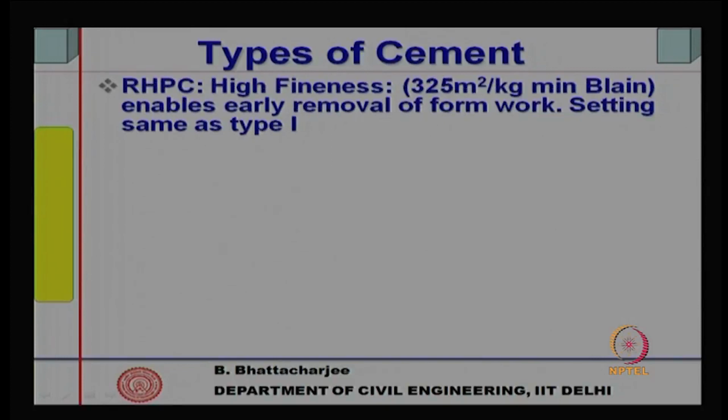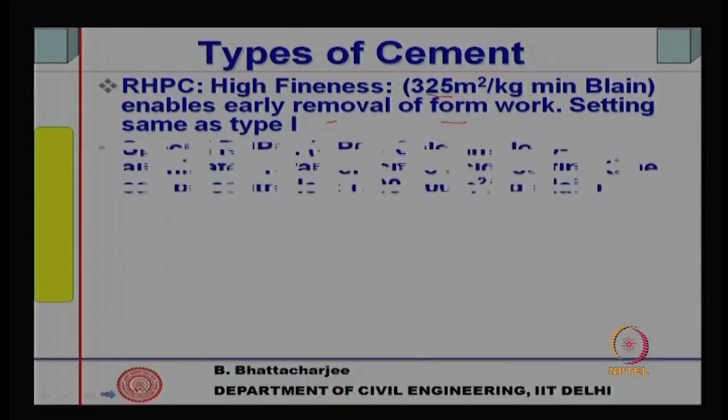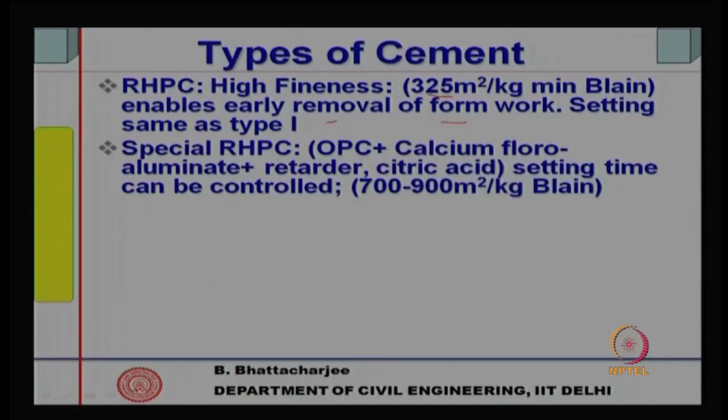So, physically, rapid hardening Portland cement has high fineness, 325 meter square per kg minimum, and blends enable early removal of formwork. Setting is the same as Type 1. As I mentioned, special rapid hardening Portland cement is OPC plus calcium fluoroaluminate and a retarder, sometimes citric acid, so setting time can be controlled. It has a very high specific surface, 700 to 900 meter square per kg.